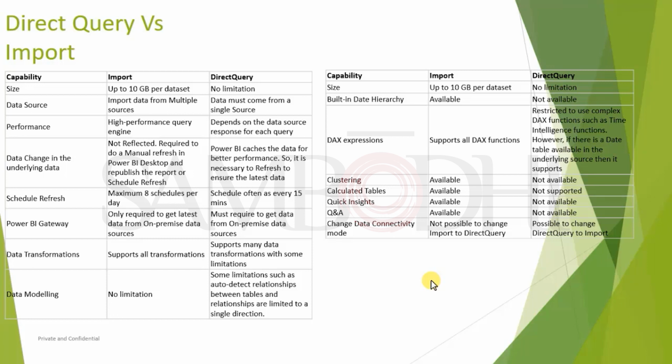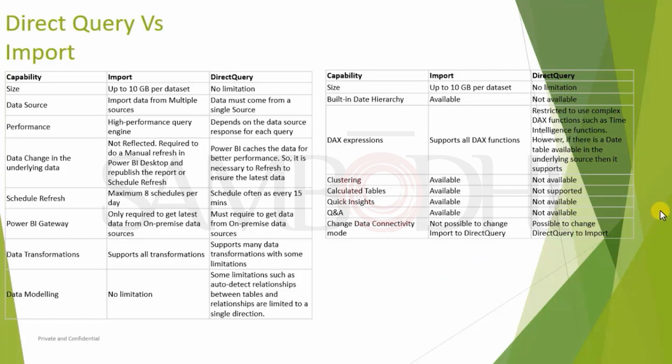Data modeling: there is no limitation for any kind of modeling you would want to do in import. Create relationships, create more tables, add data, remove data, stuff like that. But there are limitations in direct query, because some auto-detect relationships between tables, and relationships are limited to a single direction. So with direct query, many times you would only have single directional data. The dual directions, like we saw in the earlier example today, may not be possible.